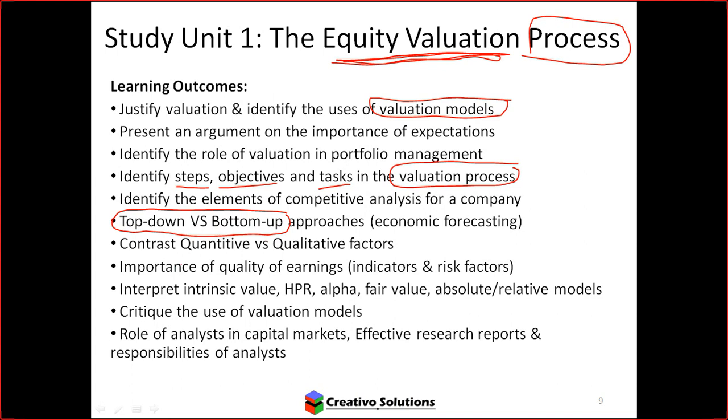Right, there's another about quantitative and qualitative. Quantitative, looking at things we can measure based on numbers. Qualitative, things we can't measure, but things we need to consider. Then we've got HPR again, we've got alpha, fair value. These are all concepts we've spoken about in the previous module, 2601, covering in I and V.